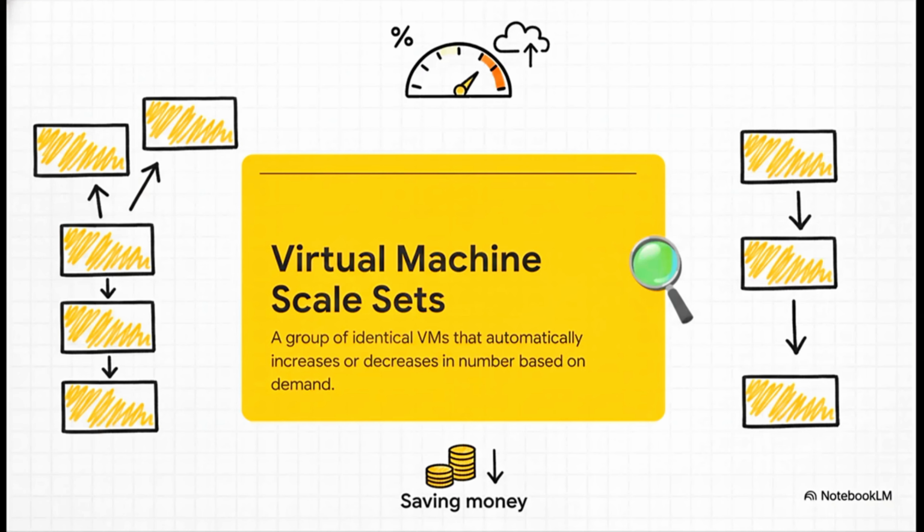A scale set is basically a group of identical VMs that's designed to automatically grow or shrink. You just set the rules. You can say something like, hey, if the average CPU across all my machines goes above 70%, add another one. Then, Azure just takes care of it, automatically adding new servers when demand is high, and this is just as important, getting rid of them when things quiet down so you're not paying for what you don't need.